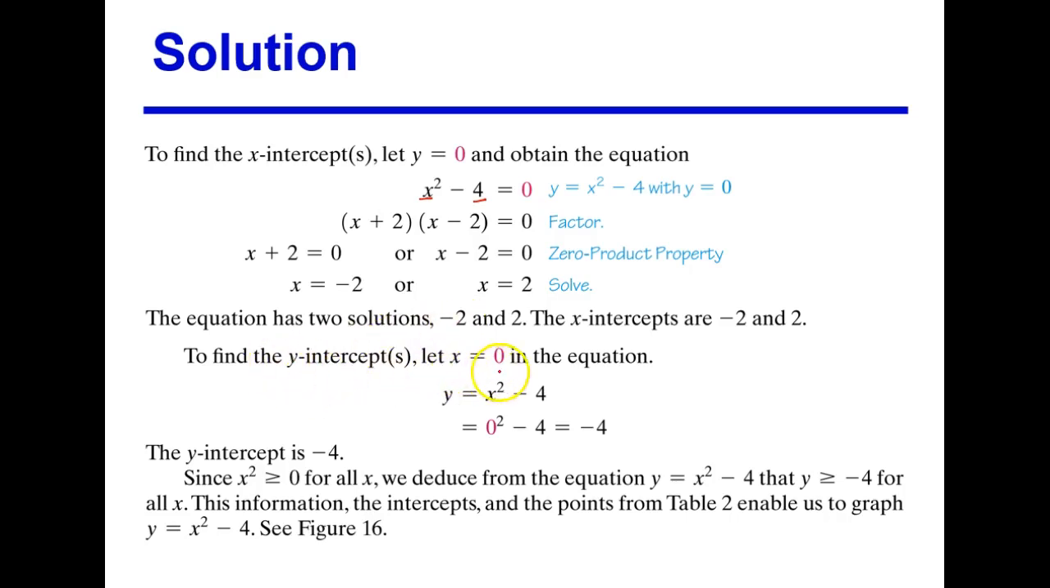So now I want to find the y-intercept. I make x 0, and I substitute that in, and I get my y-intercept of -4. So now I see that my y-intercept is that -4. Since x squared is greater than or equal to 0 for everything, because I can square a negative number and it becomes positive, I also know that y has to be greater than or equal to -4 for this equation.